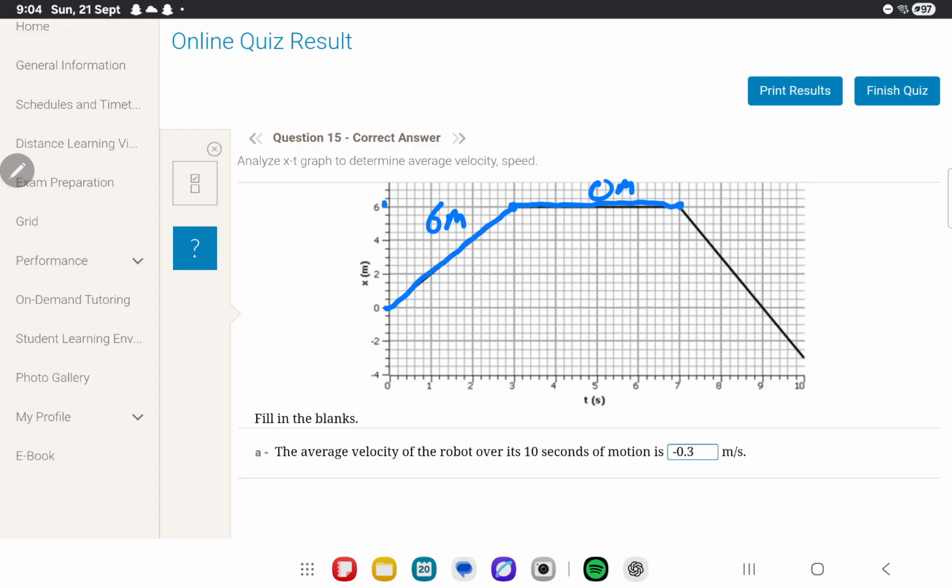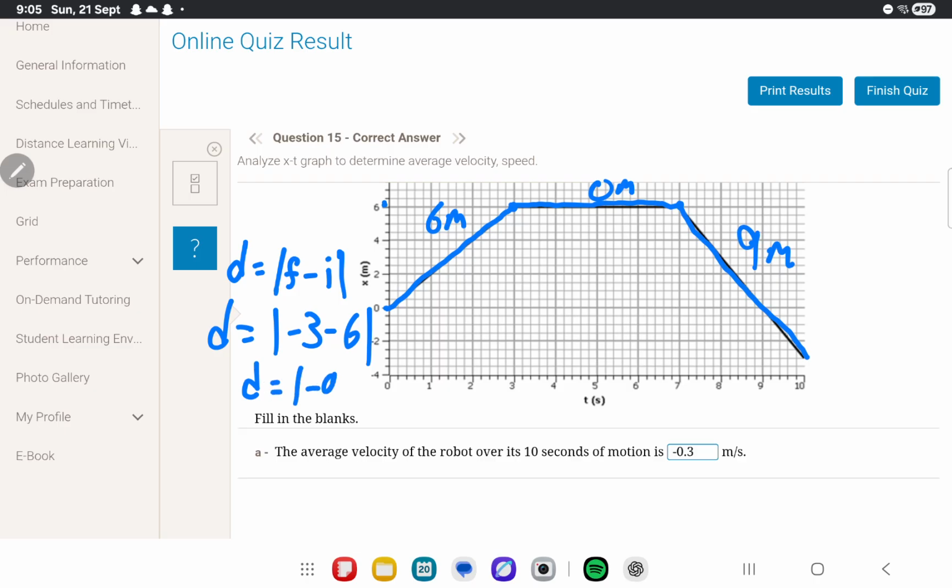Now, here it started off at 6 and then went to negative 3. So, obviously, that's a change of 9 meters, right? Because you start off at 6 and then you end at negative 3. To find the distance between 2 points, it's the absolute value of the final point minus the initial point. So the distance is the absolute value of minus 3 minus 6, right? Because it's final minus initial. The final was negative 3 and the initial was 6. So minus 3 minus 6. The distance is negative 9 and the absolute value is 9. And that's the change in the distance between these 2 points here and here.